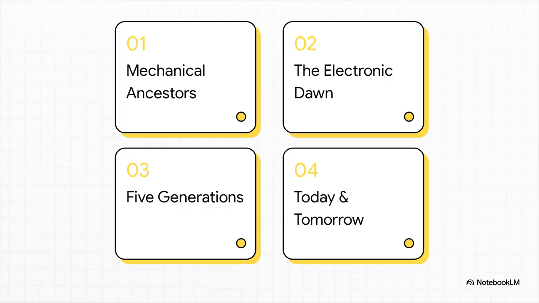Here's how we're going to break it down. First, we'll look at the mechanical ancestors. Then, we'll jump into the electronic dawn. After that, we'll race through the 5 generations of progress, and we'll wrap up by looking at where we are today and what might be just around the corner. It's going to be a fun ride.